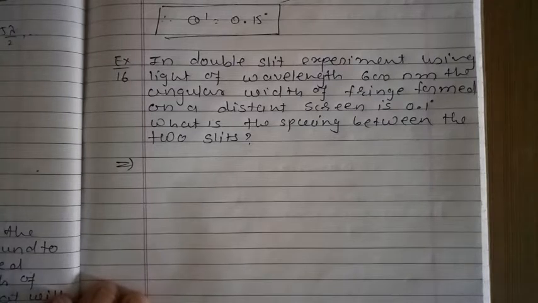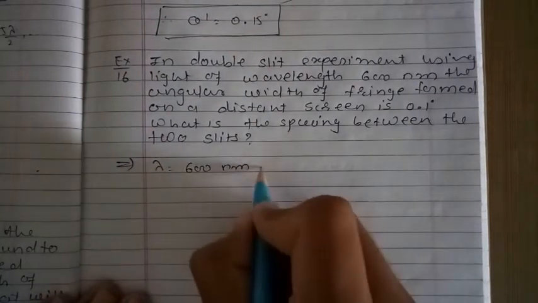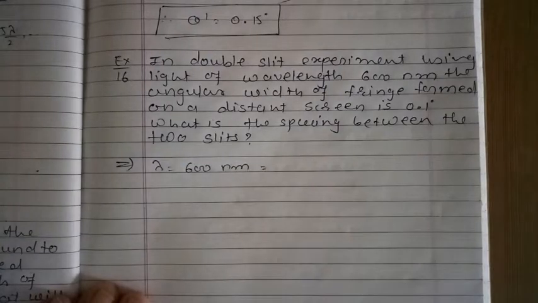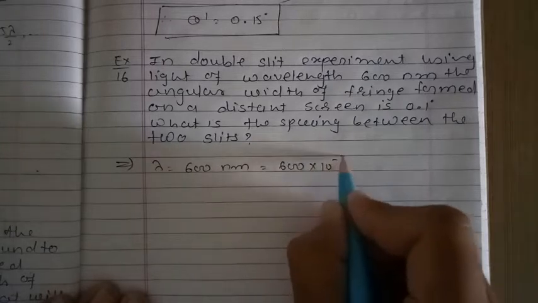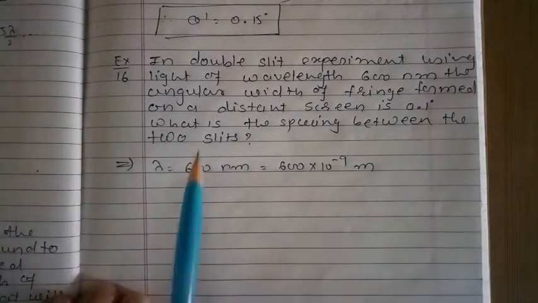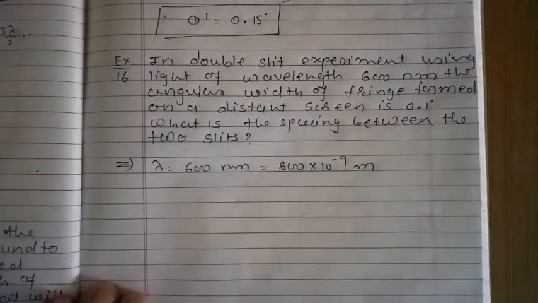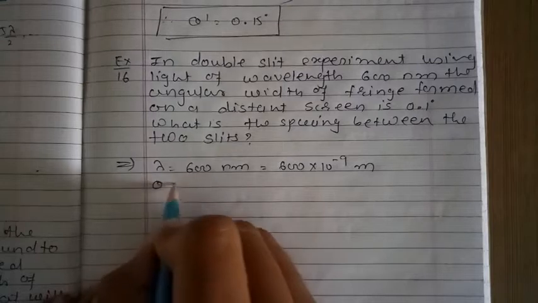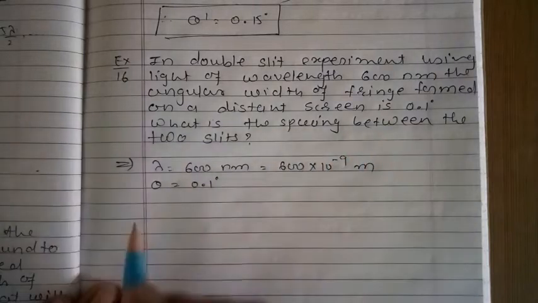So here the wavelength is given, the wavelength is 600 nanometer, so lambda is equals to 600 nanometer. So we have to convert nanometer into meter. We know that 1 nanometer is equals to 10 raised to minus 9 meter. So 600 into 10 raised to minus 9 meter. The angular width of fringe formed on a distant screen is 0.1 degree. So angular width theta is equals to 0.1 degree. What is the spacing between the two slits?